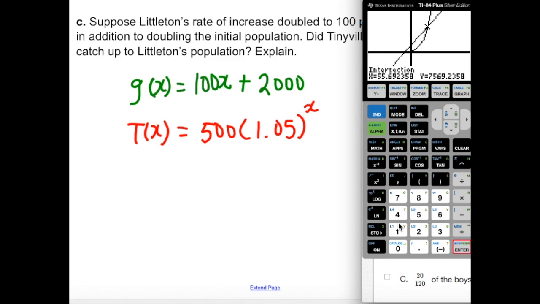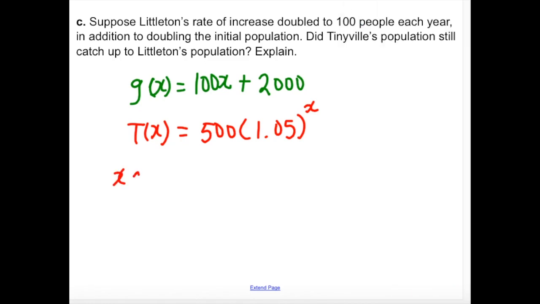Intersection would be 55 point about 7, right? If you round it to the nearest tenth. So Tinyville's population caught Littleton's population in 1955, let's say, or 1956, depending on what you would say. Because Littleton's population increased linearly and Tinyville's population increased exponentially, it'll always eventually exceed Littleton's regardless of the constant rate or the initial value. And that's the whole purpose of these 3 parts.